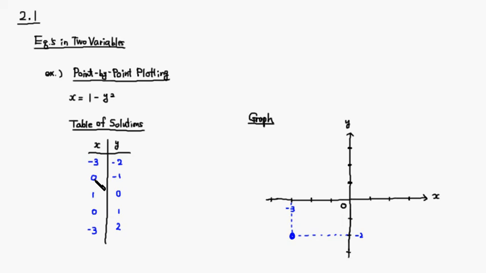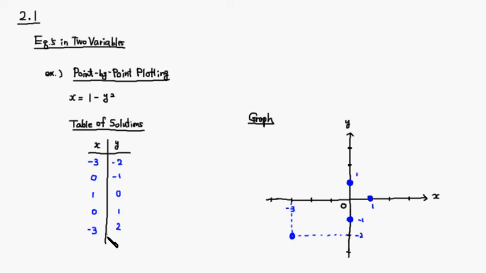The second one is (0, -1). The x value is 0, but the y value is -1, so it goes through this point right here, -1. The third point is (1, 0), so the x value is 1, right here, and y is 0 there. The fourth point is (0, 1), so the x value is 0 and the y value is +1, so it's right here.